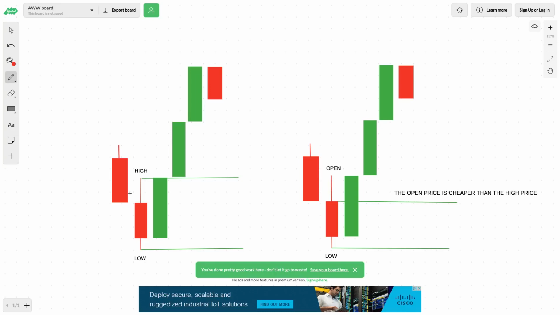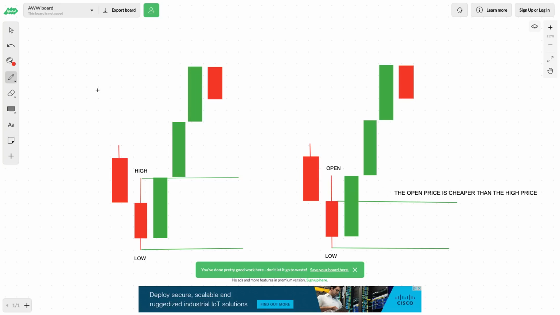So again, many traders will tend to draw their demand zones from the last bearish candle's high wick price to the low price, and this is where the demand zone will be. Now, in comparison, I will draw mine at the candle wick open price to the low. So why is that? It's for this sentence here. The open price is cheaper than the high price. The open price is always cheaper than the high price.